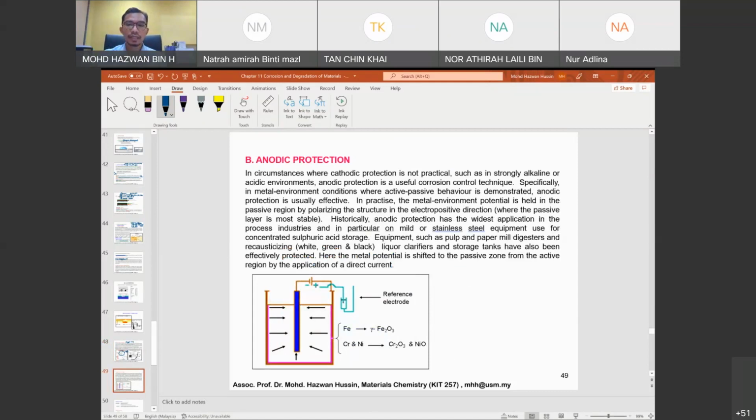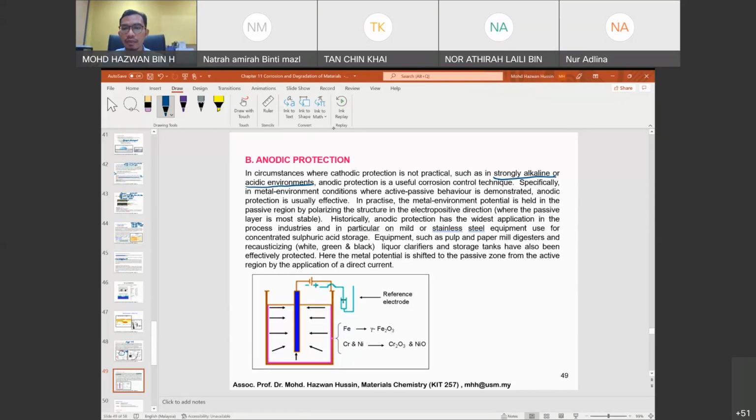Moving on to the next one, anodic protection. Anodic protection occurs in severe environments, especially in a strong alkaline or acidic environment. In this case, the metal to be protected will become anode. In practice, the metal environment potential is held in the passive region by polarizing the structure in the electropositive direction, where the passive layer is the most stable.